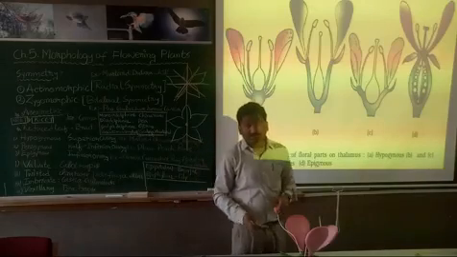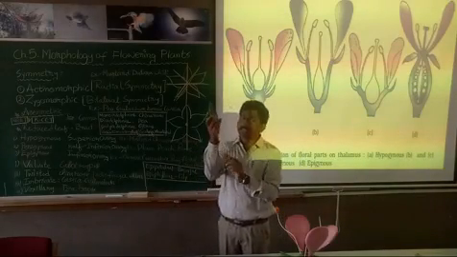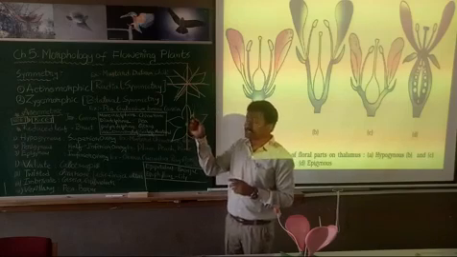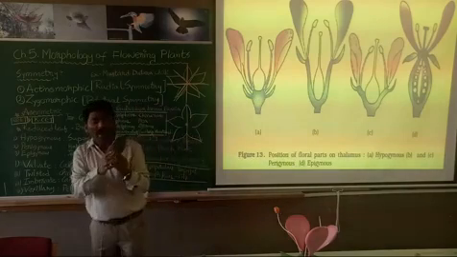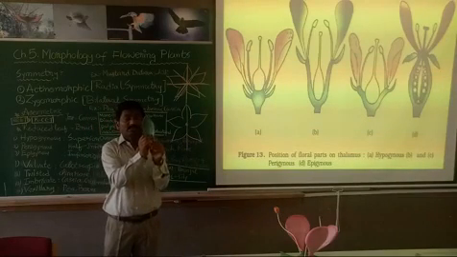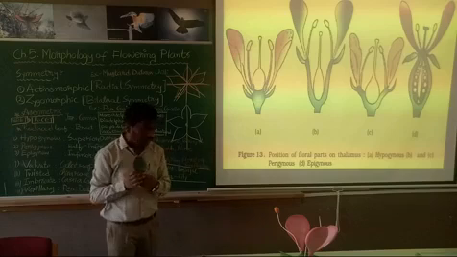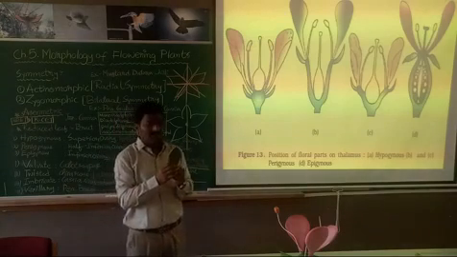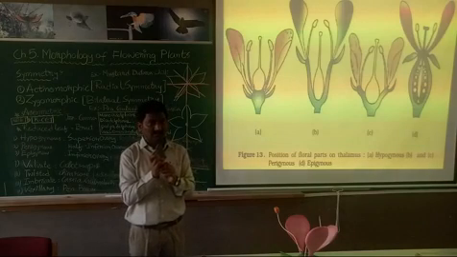Okay, now first I would like to explain about calyx. The first outermost part is calyx. Have you seen here calyx? Calyx is there in my hand. So could you guess the color of this calyx? It is green in color, and the function of the calyx is protecting the remaining floral parts when the flower is in a bud stage. When the flower is in a bud stage, the protection function is performed by the calyx. Understood?